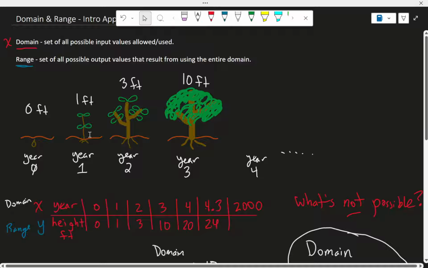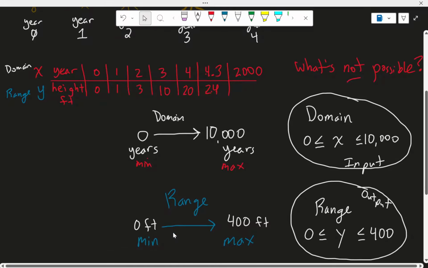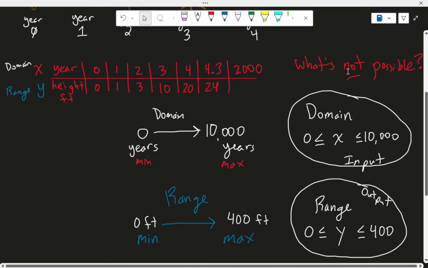So you can see here in the picture, each year had a different height value, and I even recorded it in the table. Year 0 was a height of 0, like the seed picture. Year 1 was a height of 1, like this one. Year 2 was a height of 3. Year 3 was a height of 10, like this picture. And then I didn't draw the pictures for the rest of them, but we see that there's an input and an output.